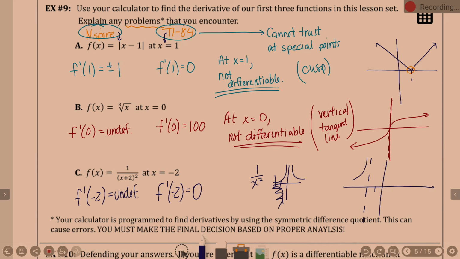Now, again, that was just me trying to show you that, yes, you can graph it on the calculator, but you can also follow the graph in your head. So this one, guess what? At x equals -2. Shocker, I know. Not differentiable. And this time, vertical asymptote.